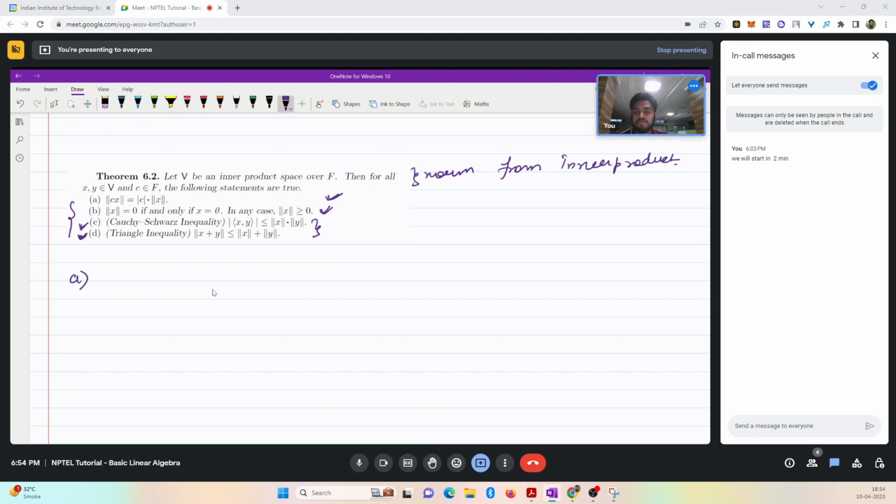The first one is that norm of c times x is equal to mod of c times norm of x. Now remember, how did we obtain the norm of x? The only thing that we know about the norm of x is this thing right now.